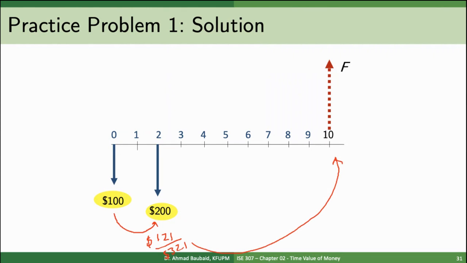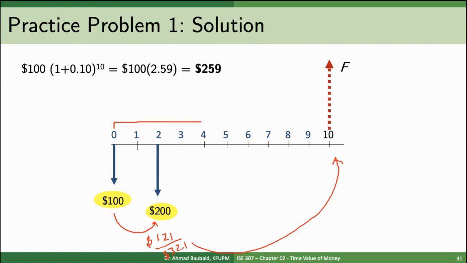Another way is to do it a little bit differently. It's not very different, just a little bit. So you first take the 100, and you know you're going to apply 10 periods of interest because you're moving it from 0 to 10. From the formula, it's going to be 1 plus 0.1, which is the 10%, to the power 10. You can compute this value, and it's going to be 259. So I kind of skipped a step. I just went straight from 0 to 10, which is fine.